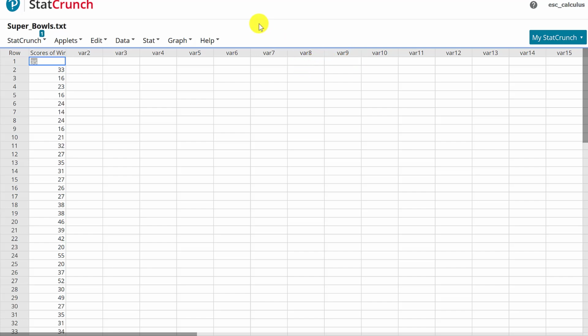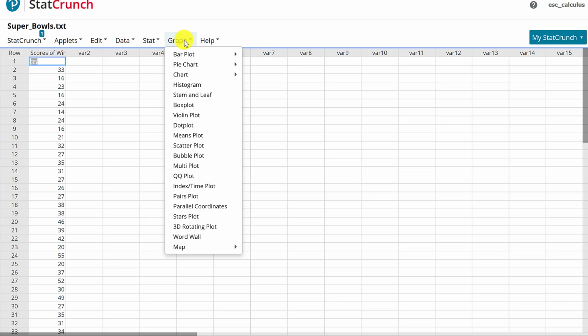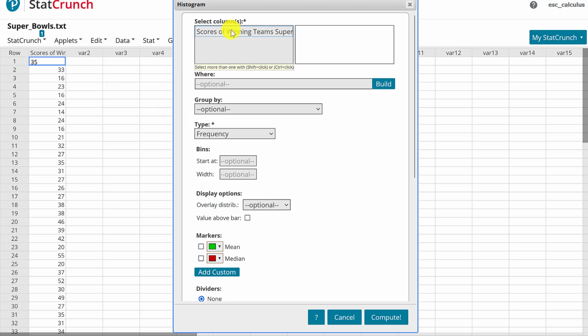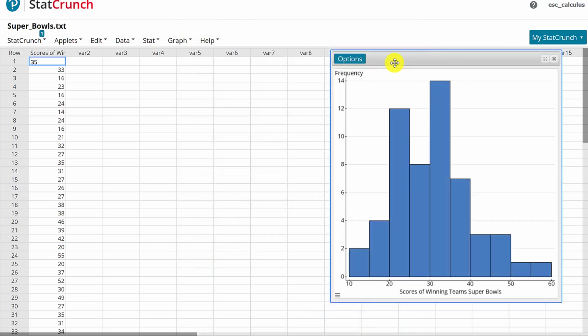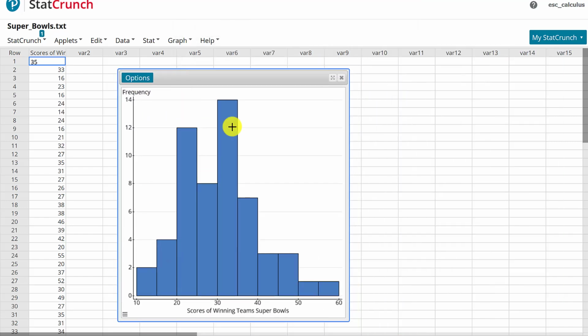Hi everyone, I've pulled up a data set here in StatCrunch, and to make a histogram, I'm going to go to Graph, Histogram. I'm going to select the column where my data is and compute. So here we have a histogram, and certainly we could make adjustments. We could change the width of the bins and so forth, but for now, this is a decent histogram.